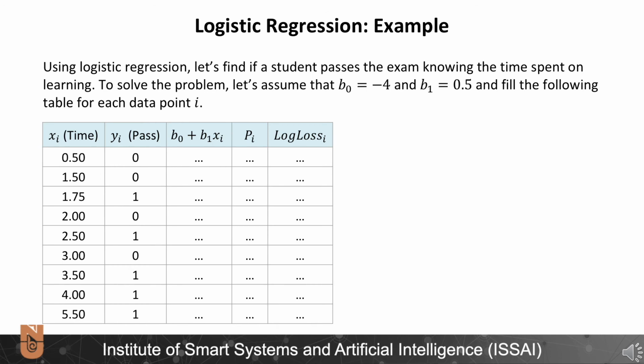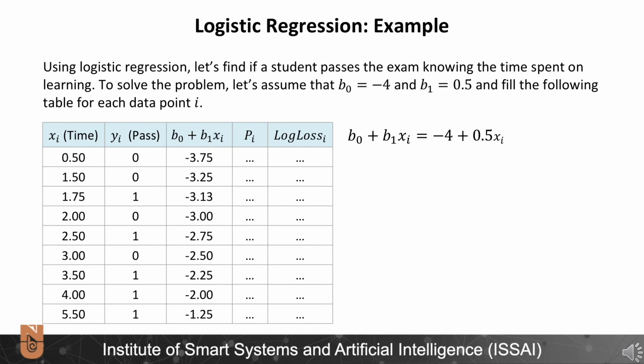Using logistic regression, let's find if a student passes the exam knowing the time spent on learning, which is shown in the table in the columns of xi and yi. To solve the problem, let's assume that b0 is equal to -4 and b1 is equal to 0.5 and fill the following table. Knowing the coefficients, we can fill the column b0 plus b1 xi.